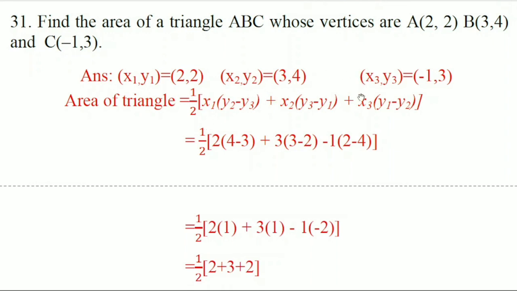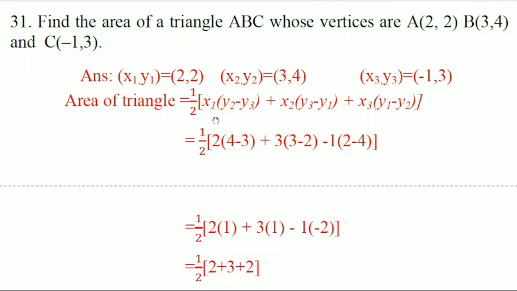So here A, B, C, the 3 vertices, we should consider as x1, y1 and x2, y2 and x3, y3. So first write x1, y1 equals 2, 2, x2, y2 is equal to 3, 4 and x3, y3 equal to minus 1, 3. So now we have the formula. Write the formula and substitute all the values in it.